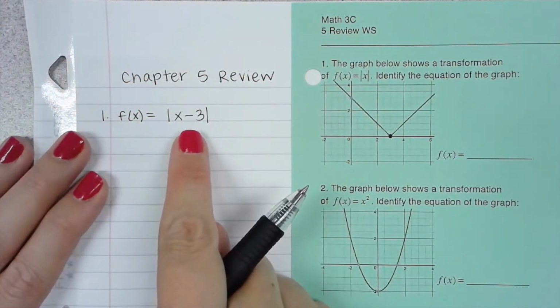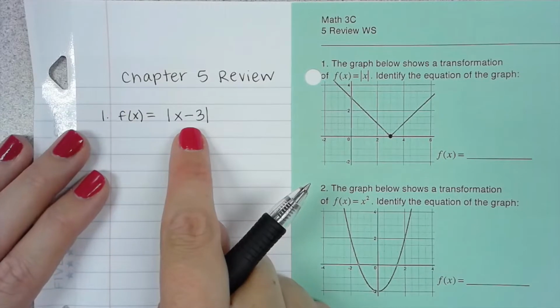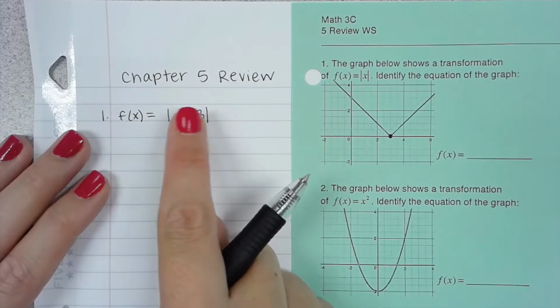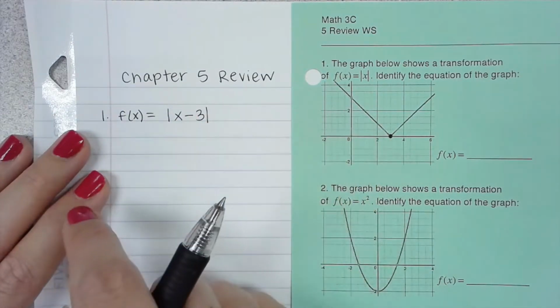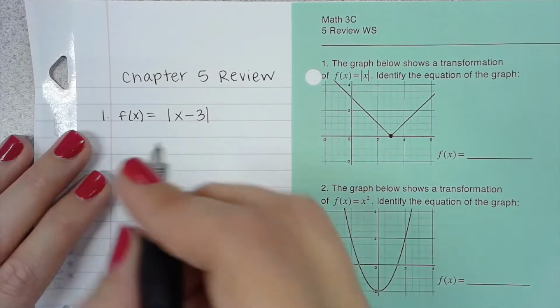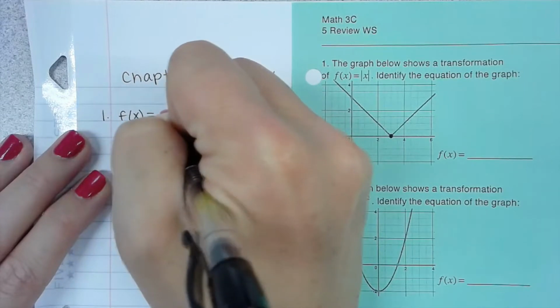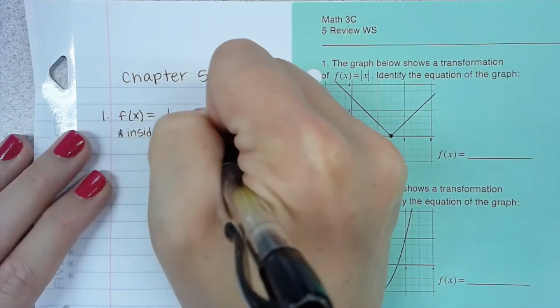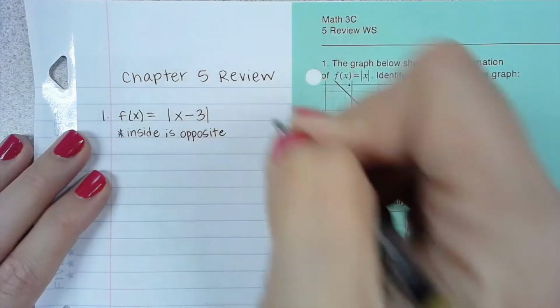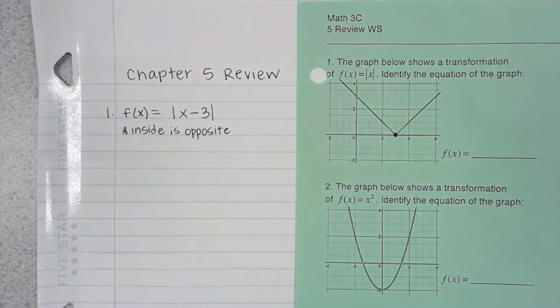A lot of people would put plus 3 right here, but make a note that you want to remember that inside, it's always the opposite of the sign that you see on the picture for the graph. So inside is opposite, and that'll hold true with horizontal stretches and compressions as well, and we'll get to those in a little bit.